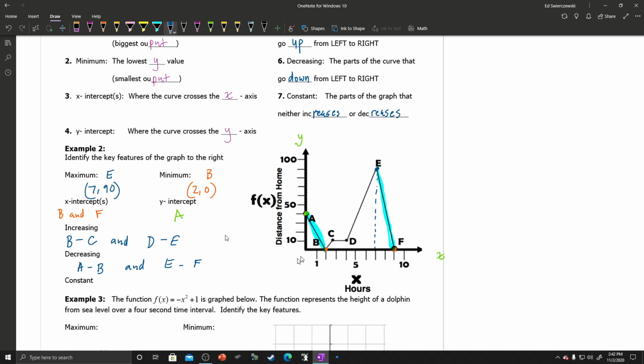And finally, where is my graph not decreasing or increasing? So where it is flat. So constant, think of flat, not increasing or decreasing. And looks like right here from C to D.